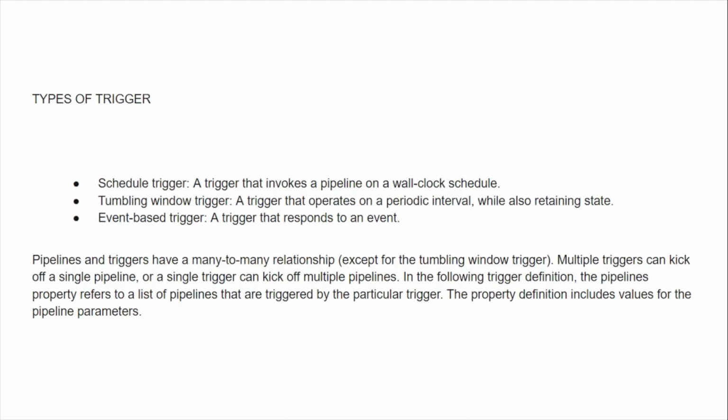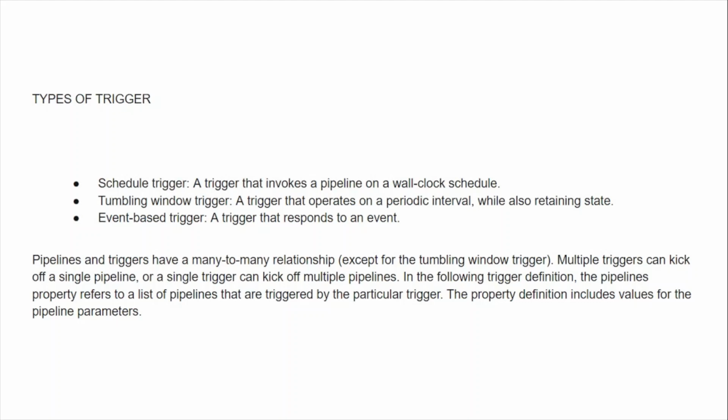There are usually three types of trigger in Azure Data Factory. One is schedule, one is tumbling window trigger, and one is event based trigger. The schedule trigger is a trigger that invokes a pipeline on a wall clock schedule. Wall clock means if you want to run it at 9 o'clock or 10 o'clock, you need to schedule that at this particular time our pipeline should get triggered or executed. In that case we'll be using a schedule trigger.